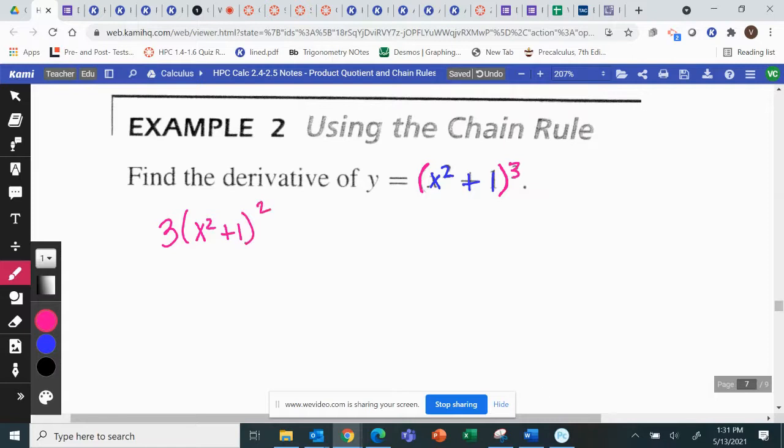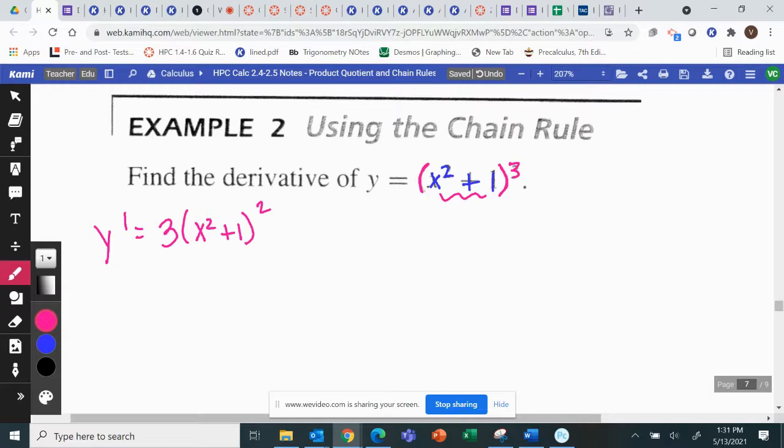So you pull that 3 in front, you drop the power by 1. Okay, that's the power rule. But that only worked before when we had one term on the inside. We only had like x squared on the inside. That was it. Or did we even have x squared? Or did we just have x on the inside? Just x on the inside.